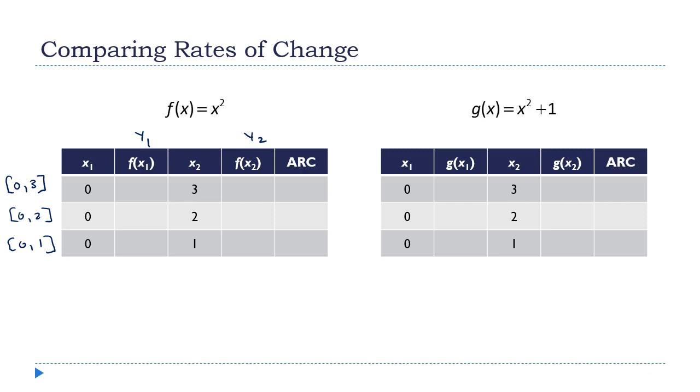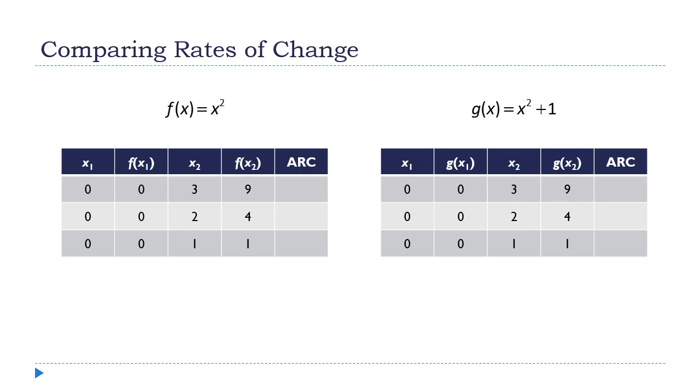F of 0, for example, would be 0 squared, which is just 0, and that's the same for all three intervals. And so on the g side, g of 0 will be 0 squared plus 1, which is 1. And again, that will be the same for all three intervals here. All right, so if you go through the same evaluation process with the right-hand endpoints that I put in the x2 column, you'll get these results.